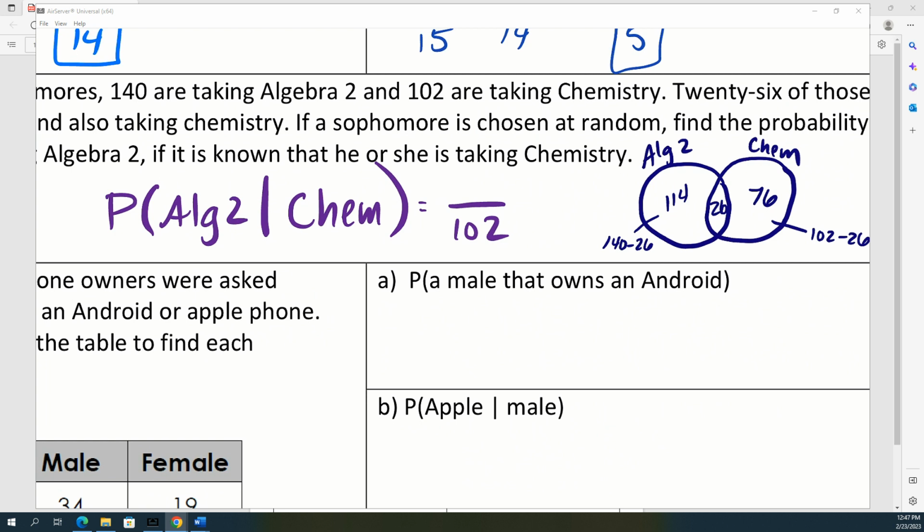So if we're looking at the Venn diagram, we're only looking at the people who are in chemistry. Out of those people who are in chemistry, how many of those are taking Algebra 2? 26. Good. And the ones that I put on the quiz for conditional probability are not on the multiple choice. So don't worry about reducing it unless you just want to. Just leave it like it is. It's fine.